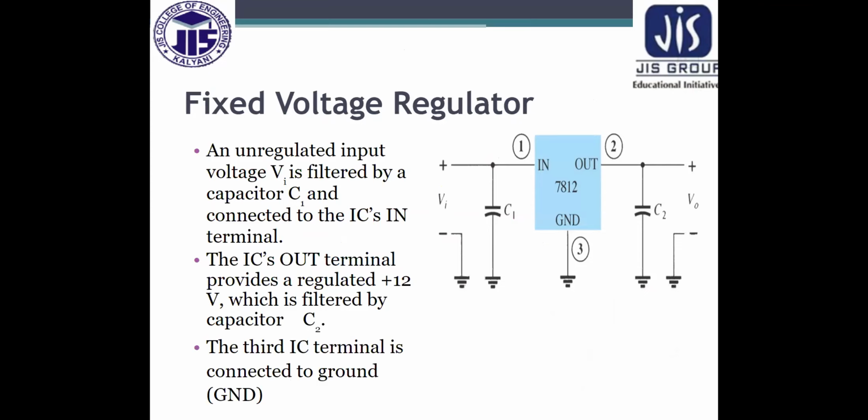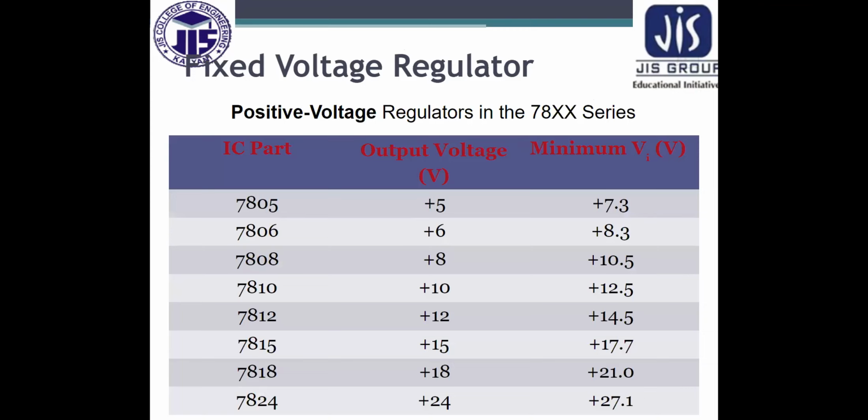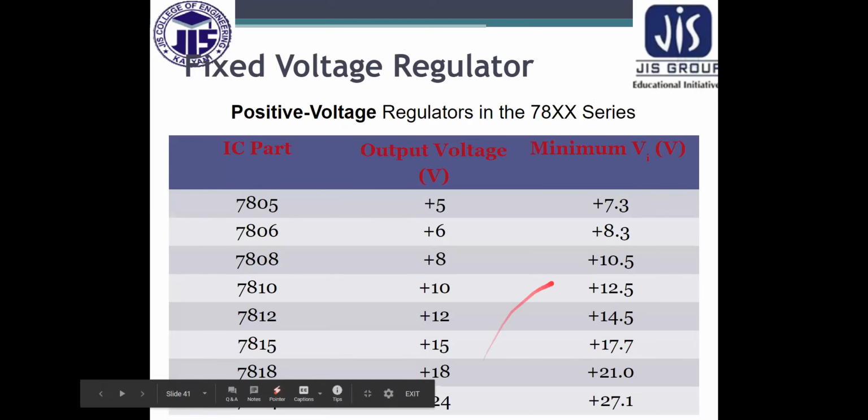So this is the circuit symbol of the fixed voltage regulator, and the voltage can be filtered by using input and output capacitors. These are some series of fixed voltage regulators where we can get these fixed amounts of output voltages.